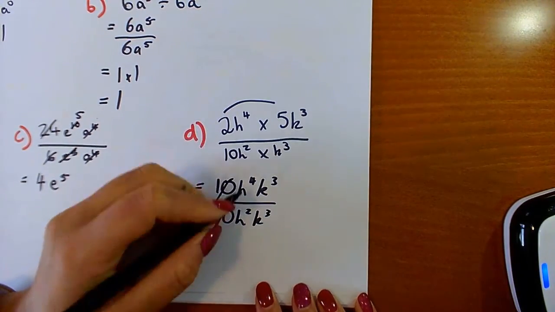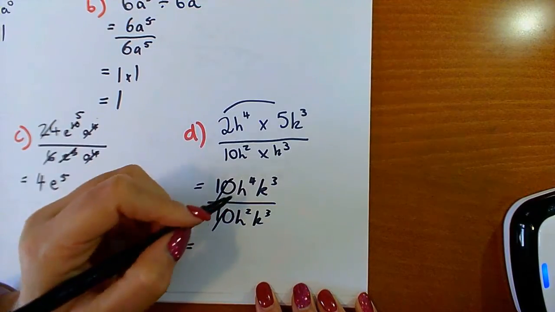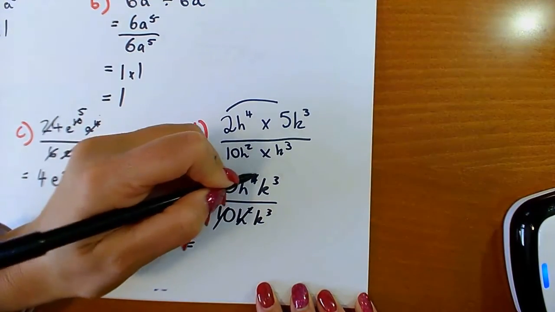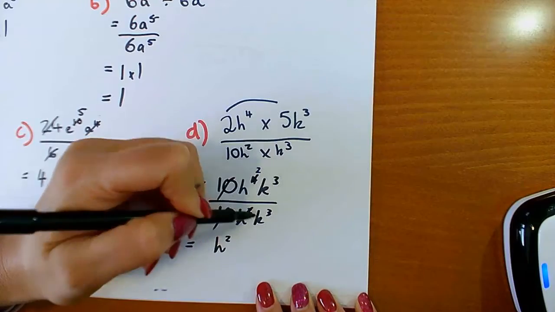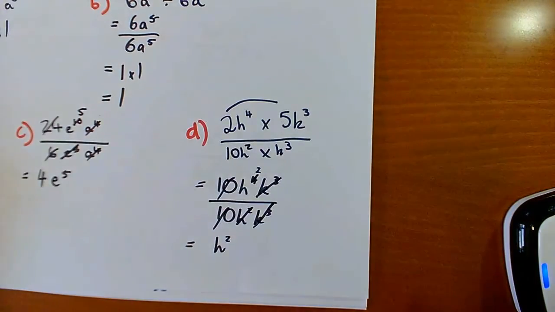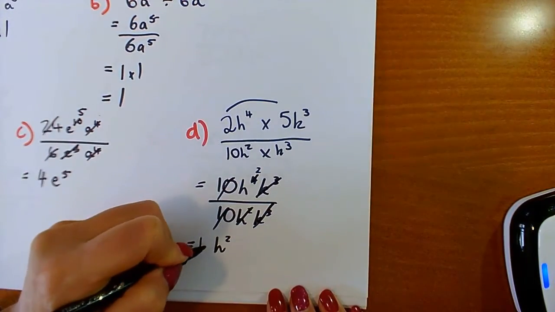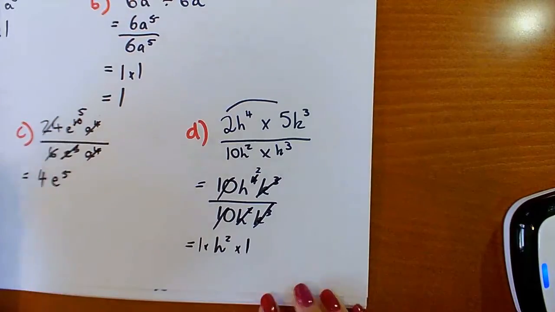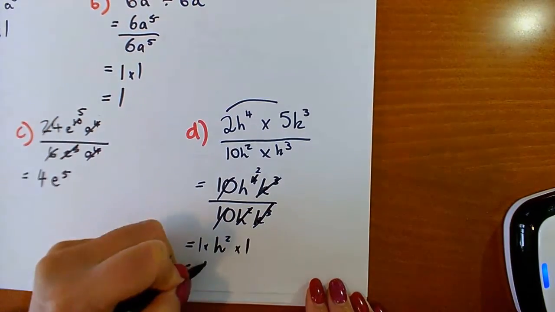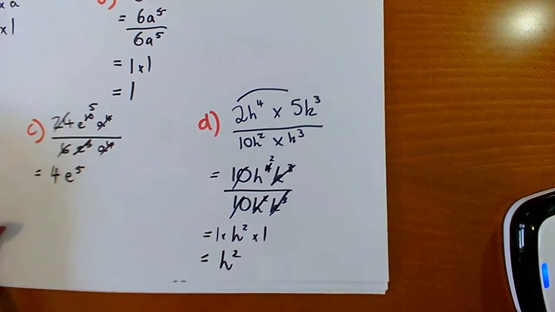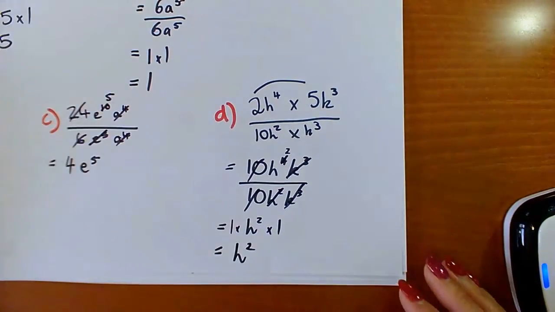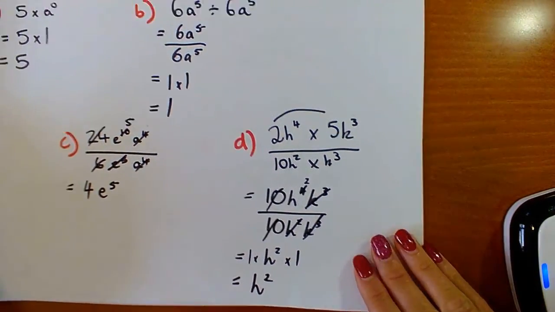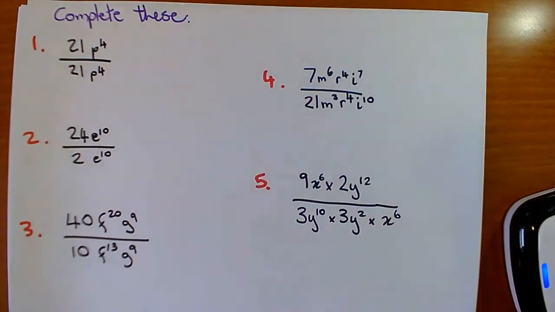Then we have h to the power of 4, and then 2 at the bottom, 4 at the top, so h to the power of 2, and then we have k cubed and k cubed. That cancels out as well. So you could have 1 times h to the power of 2 times 1, but unnecessary. It's just h to the power of 2. Okay, that's it. So all of this simplifies just to that. So it's pretty cool. All right, pause the video and complete these now.